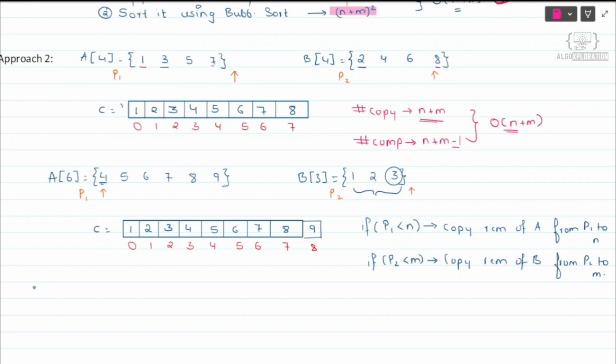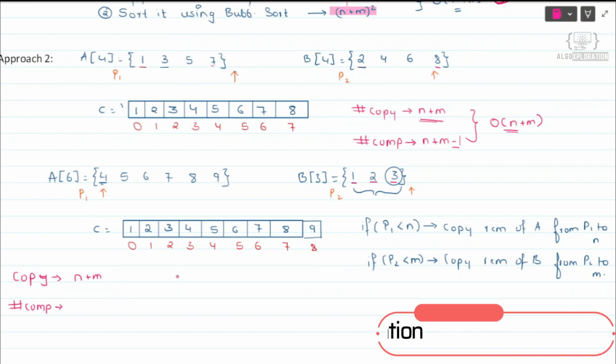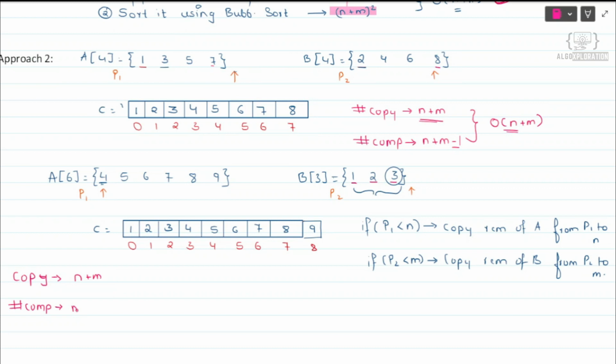Let's analyze this situation now. For copy, it is still going to be n plus m, but for compare, now we can see that the 4 is being compared with 1, 2 and 3, and after that none of the comparison happened. So we can say that the minimum of A comma B is the number of comparisons that happen. So here in this case the dominant is still this one, so we will write order of n plus m. But actually this will be our best case.